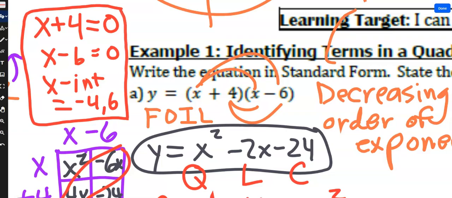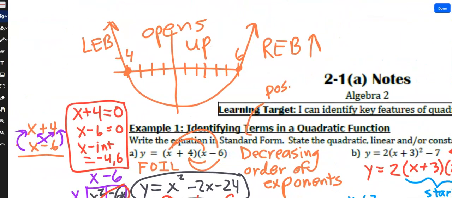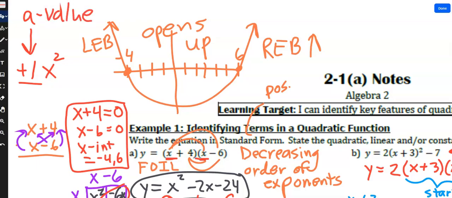Okay? Now, if I take that information to a graph, besides the fact that x times x is x squared, which is a positive term, right? X squared has a positive 1 in front of it. That's telling me it opens up. This number in front, which we commonly refer to as the a value, whether it's positive or negative, tells me whether it opens up or down.